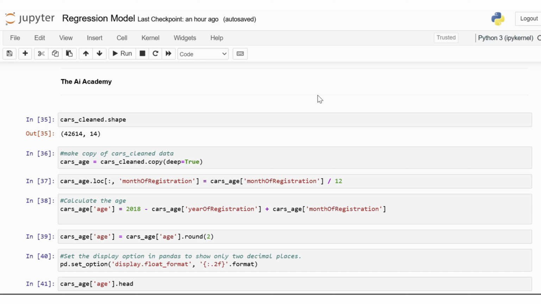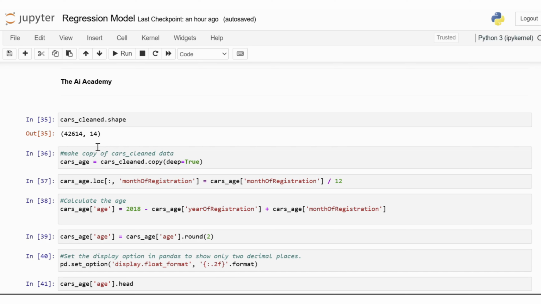Initially, we started with 50,001 records and 14 columns after dropping unnecessary columns like name, date crawled, date created, postal code, and last seen. After the cleaning process, including filtering out unrealistic values and removing duplicates, we have 42,614 records and 14 columns. This refined dataset is now more reliable for building our regression model.